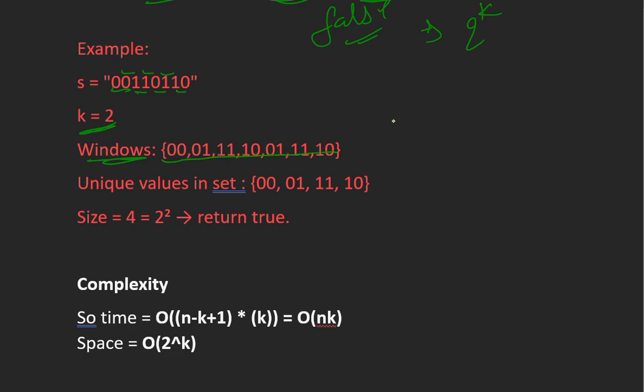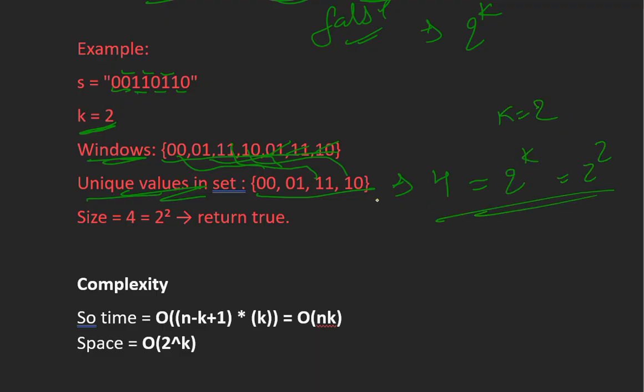So we'll store all these windows in the set. So what will be the unique values in the set? 00, 01, 11, 10. So these are repeating: 01 is repeating, 11 is repeating, 10 is repeating, and we know a set stores only unique values. So see, the size of the set is 4. So is it equal to 2 to the power k? Our k is 2, so 2 to the power 2 is also 4. It means we get all our unique binary codes. So we'll return true.